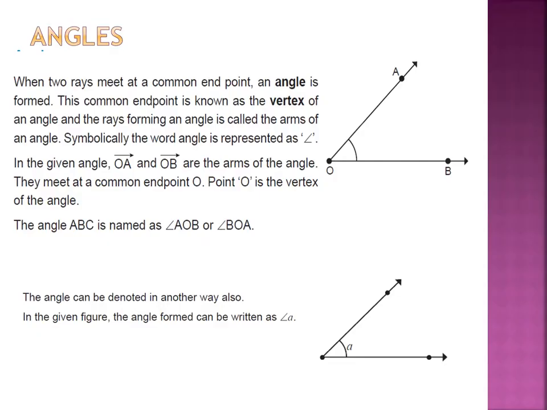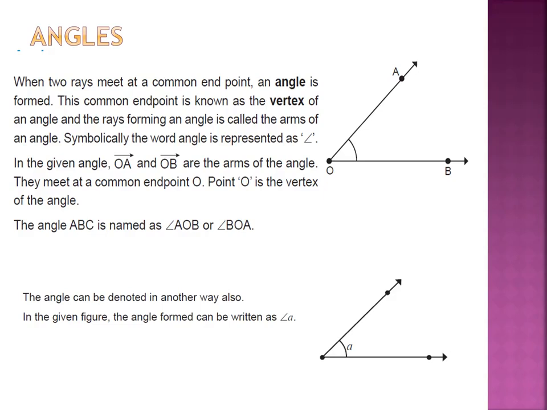In this slide, we are going to learn about angles. Now, what are angles? When two rays meet at a common endpoint, an angle is formed. This common endpoint is known as the vertex of an angle, and the rays forming an angle are called the arms of an angle. Symbolically, the word angle is represented as we can see in the slide.